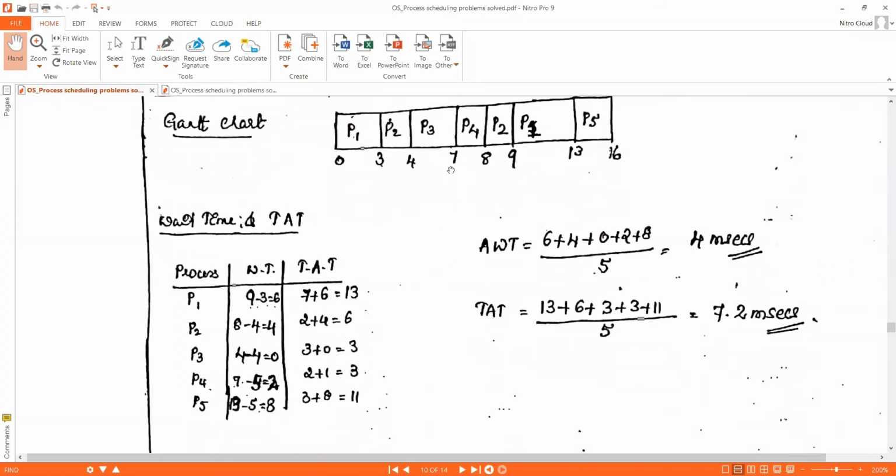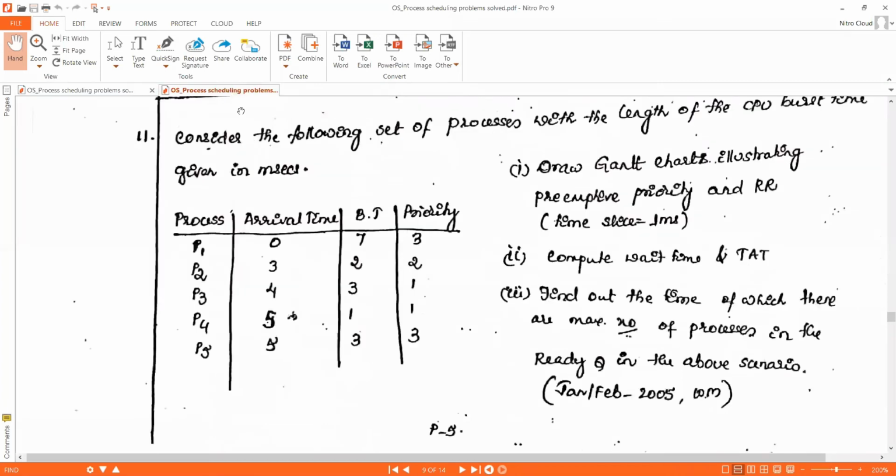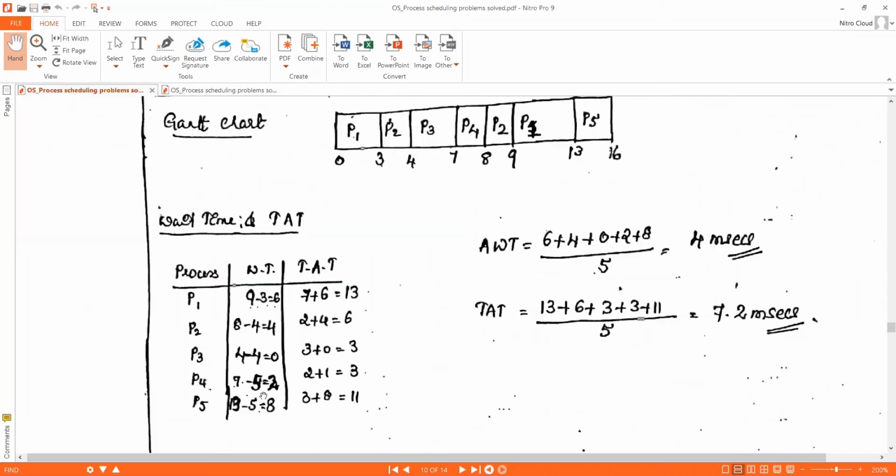Next, for process 4. Process 4's allotted time is 7 milliseconds minus its arrival time. Process 4's arrival time is 5 milliseconds. Okay, 7 minus 5 is 2 milliseconds, which is the waiting time for process 4.